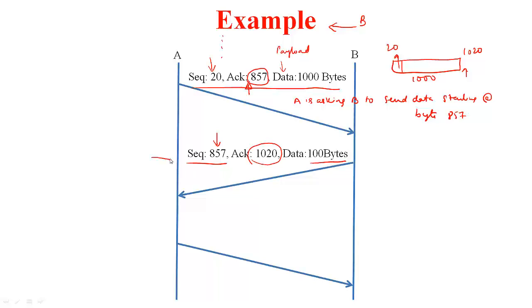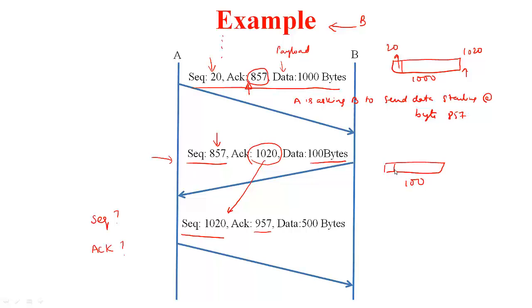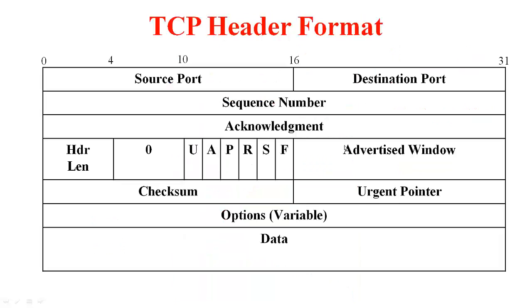So in response to this segment, A is now going to send another segment. So you tell me what is the sequence number of that particular segment? And what is the ACK field of that particular segment? Well, the sequence number will be 1020 because this is what B is asking. And you are acknowledging this particular segment where again this is 100 bytes, this first byte is 857 and you want this byte which turns out to be 957. So that's with sequence number and acknowledgement.